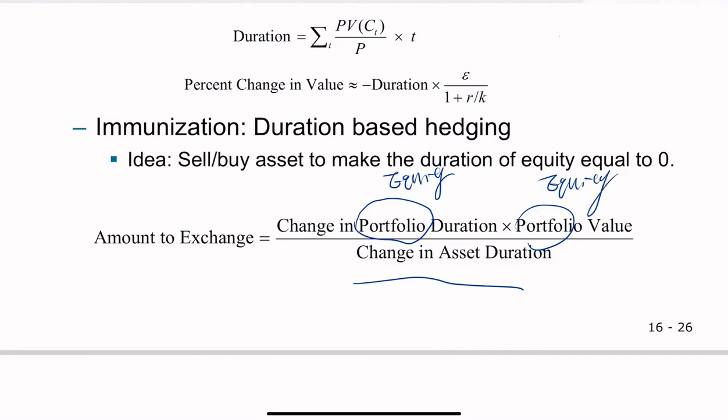Again, I'm skipping a lot of details here. Just make sure you read through the lecture note. It's a very detailed example, and it will teach you how to calculate duration, how to calculate the equity's duration, and how exactly to modify the firm's balance sheet so that the firm's equity has a duration of 0.